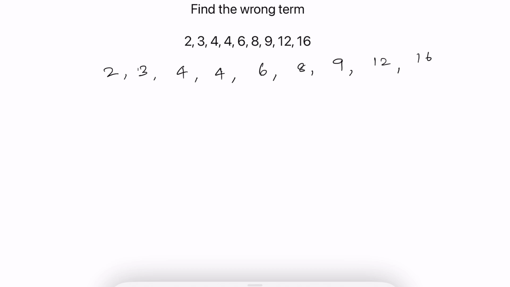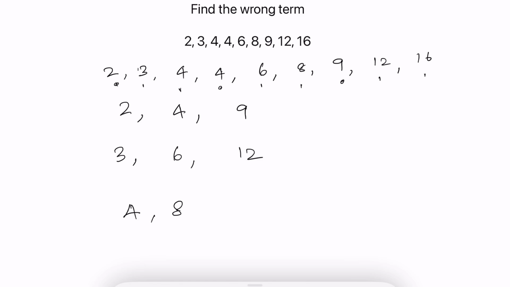Now let's split this into 3 series. So let's write 2, 4 and 9 as the first series. The second one is going to be 3, 6, 12. The third one is going to be 4, 8, 16.